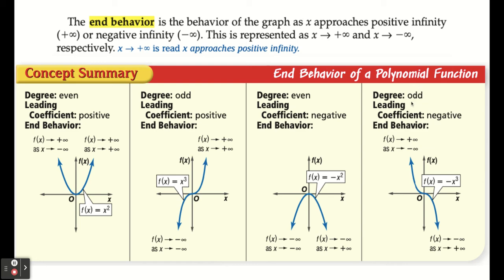When you're dealing with an odd degree polynomial with a negative leading coefficient, for the end behavior, on the left side f of x goes to positive infinity as x goes to negative infinity, and f of x goes to negative infinity as x goes to positive infinity. So f of x goes to positive as x goes to negative, and f of x goes to negative as x goes to positive. So it kind of does the opposite when the coefficients are opposite of each other.